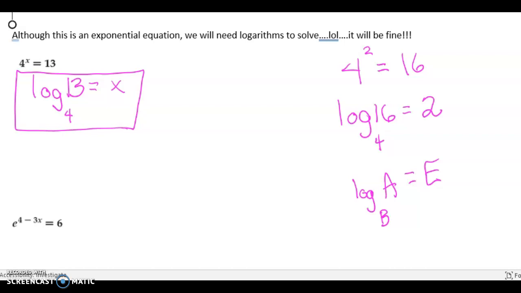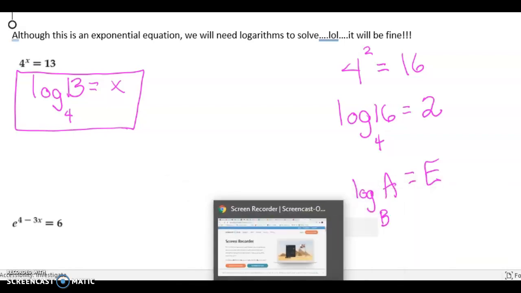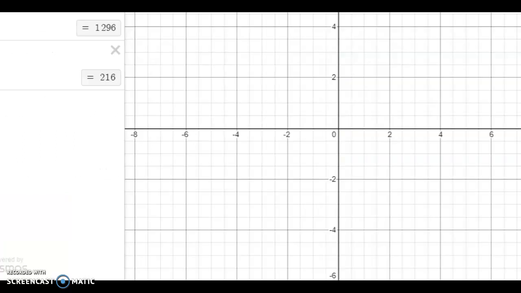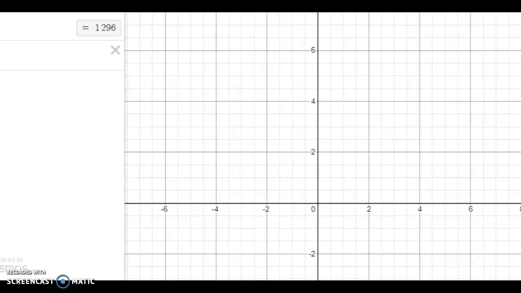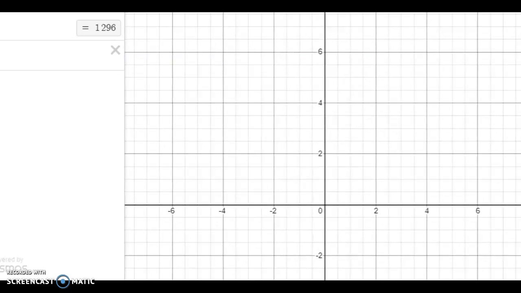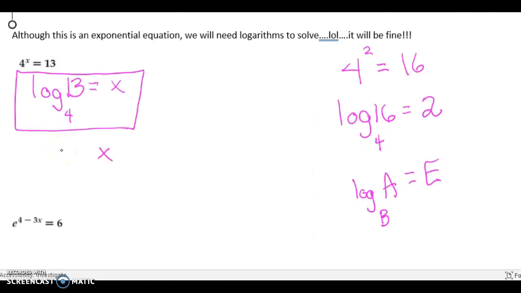To find the decimal answer, I would take out my calculator, or in this case, I'm going to have to go to this. Sorry, I should have done this ahead of time for you. So I have log base 4 of 13. I know this is not in the window, sorry. I cheated a minute, I saved time. It comes out to 1.85 as a decimal, or 1.9 rounded to the tenths.